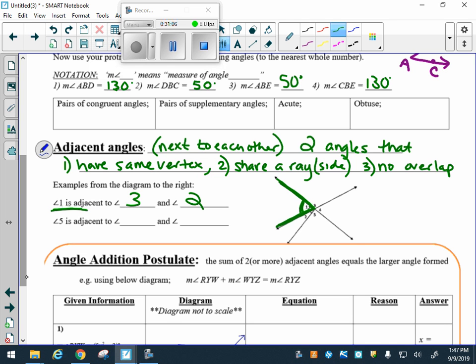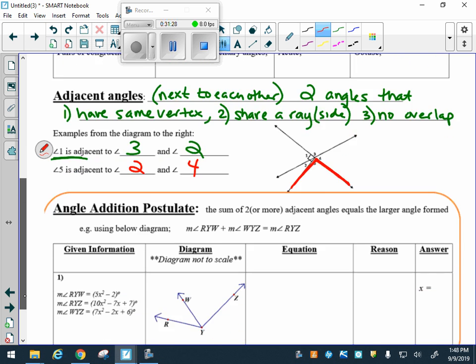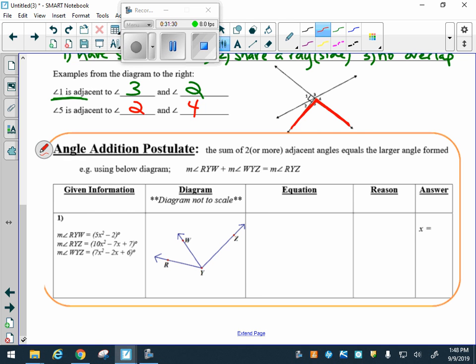All right, so what about angle 5? If angle 5 is the angle we're talking about, what are the two angles that are adjacent to angle 5? 2 and 4. Good. That makes sense? Next door neighbor on each side. Good. Okay, so this is a really important, this is like our first postulate that we are going to apply and use a lot. And there's going to be so many more that we learn, but this is our first one.